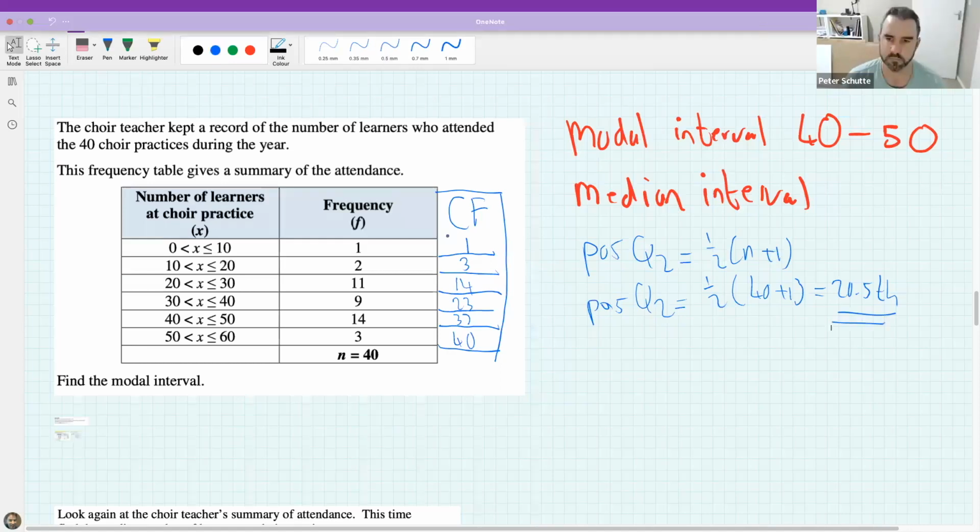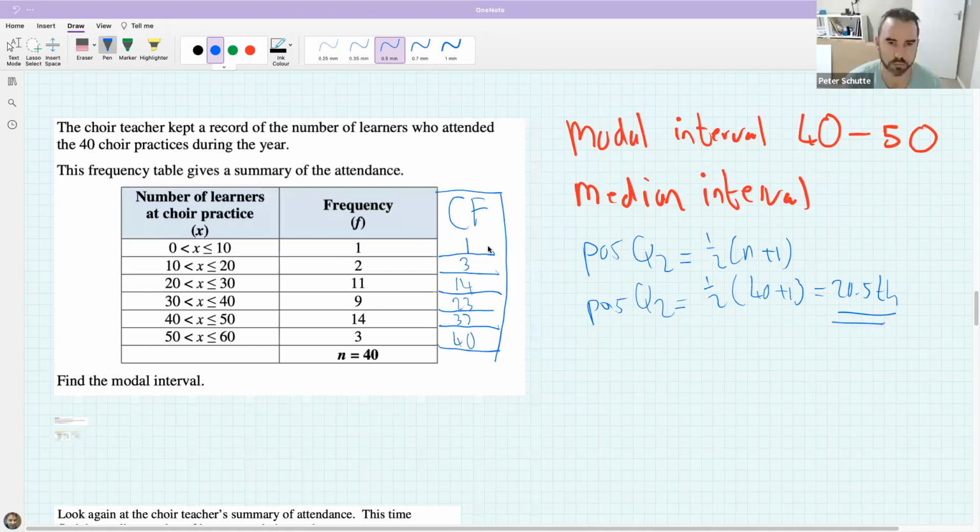So I need to get to the 20th position. What group? It's not in the first interval because there's only been one. Then I get to position 3. Then I get to position 14. Then I get to position 23. Oh, I've gone too far. Okay, that means it must have occurred in this interval. Because here I've only been up to the 14th item. Now I've got to the 23rd, which means I can't go any further. And so the median interval will be between 30 and 40.